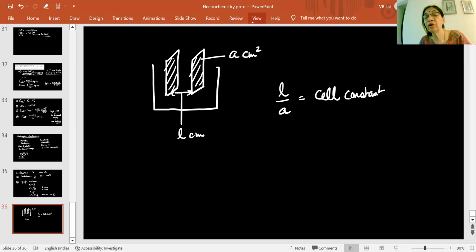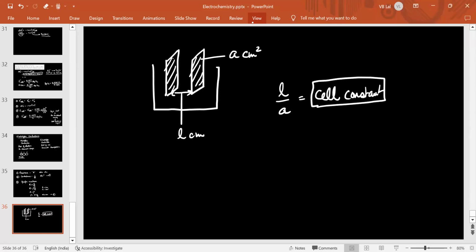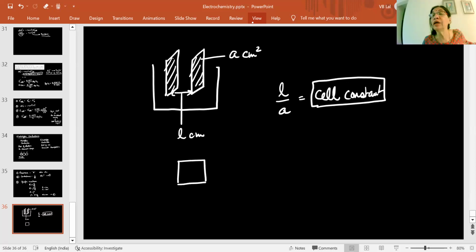For each electrolytic cell, this cell constant is a constant value. Whatever we do inside this cell, we have to make use of the cell constant. Why, I will explain just now. So this is a cell constant. Now, what is the amount of electrolyte that will be present inside this?